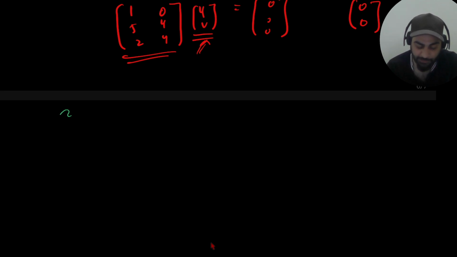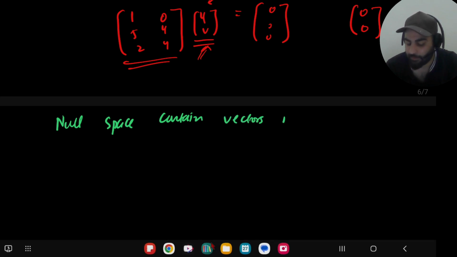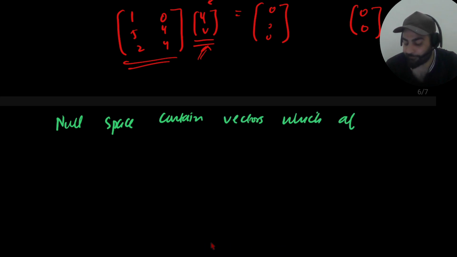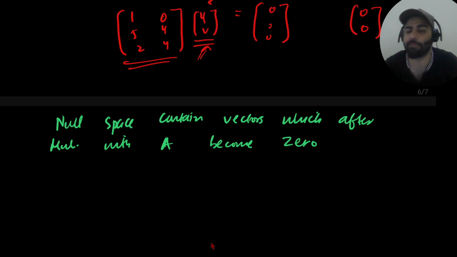Okay, so now what is null space? Null space contains vectors which after multiplication or transformation with A become 0. All these vectors which after application of A onto those vectors became 0, we call that the null space N of A.